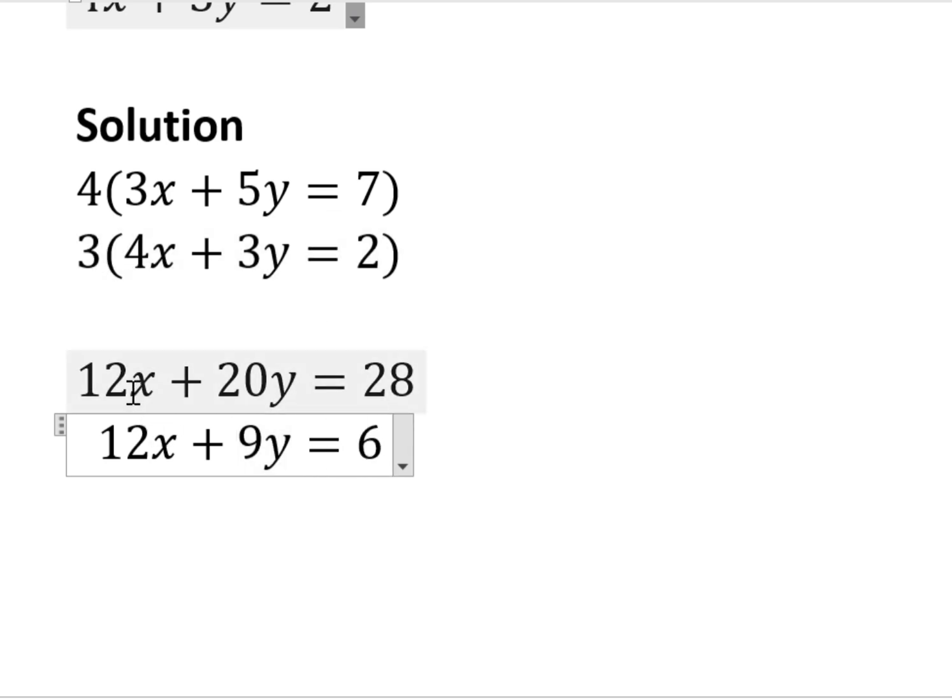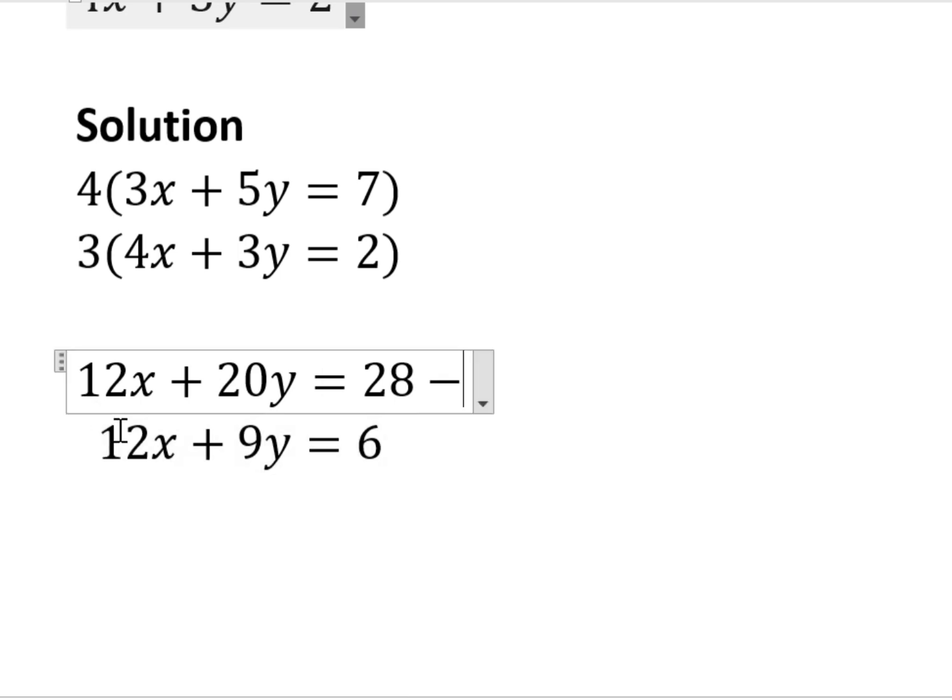Now this x is the one which has equal coefficients. If the signs for both are alike, like this one has a positive and this one has a positive, then we shall have to subtract the two simultaneous equations. But if one of them had a positive sign, another one a negative, then we could have added the two simultaneous equations. Now that they have alike signs, we shall have to subtract them.